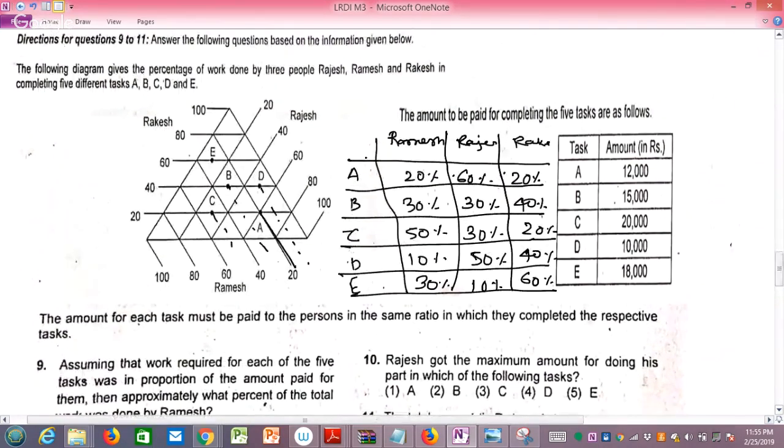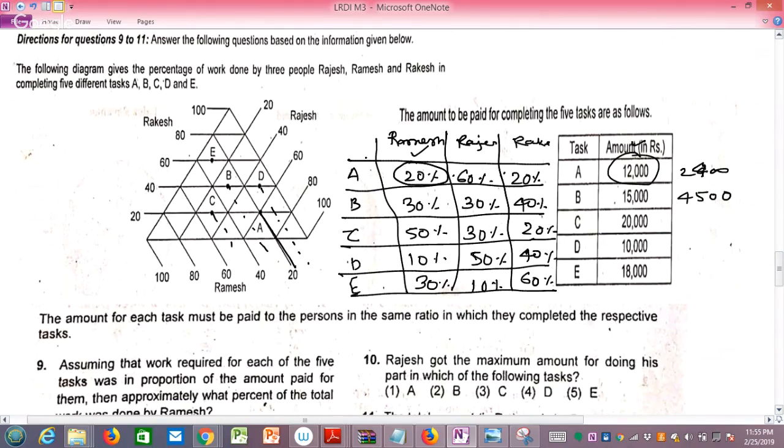ठीक है. तो ये क्या कह रहा है कि जो अमाउंट पे किया गया है वो प्रोपोर्शन टू वर्क डन है. तो कितना परसेंट वर्क रमेश ने किया. तो इसको निकालने के लिए कितना अमाउंट रमेश को मिला, we will find out. 20% ऑफ 12,000 मिलेगा. जस्ट सी दिस रमेश वाला टेबल और ये अमाउंट का देखो, इन दोनों का गुना करो तो 12,000 into 20%. ठीक है. तो 12,000 का 20% will be 2,400 and then simply 15,000 का 30% is 4,500.